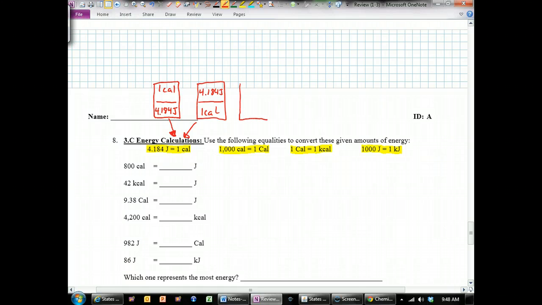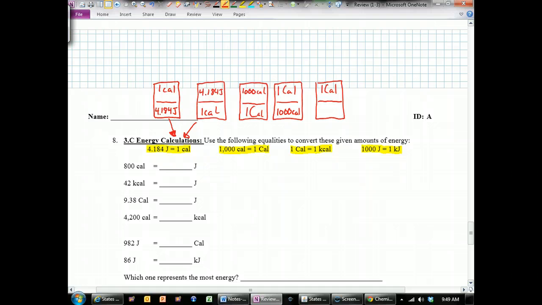The 1,000 calories, and this is small calories. It's important to note that the c is small, and here the C is big. The other ratio is the same values, just flipped. We're going to use these 8 ratios to be able to solve these problems down below.